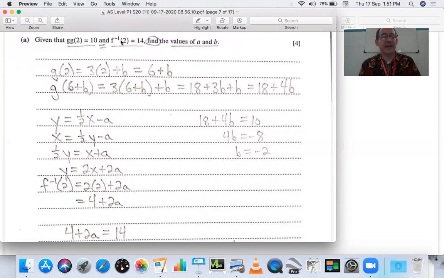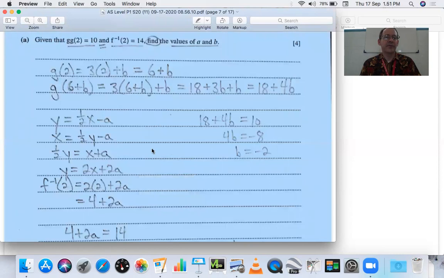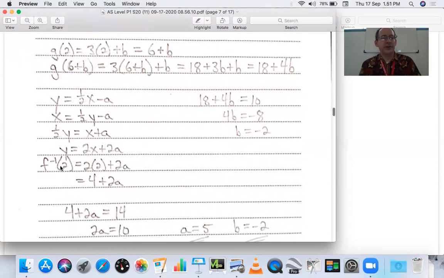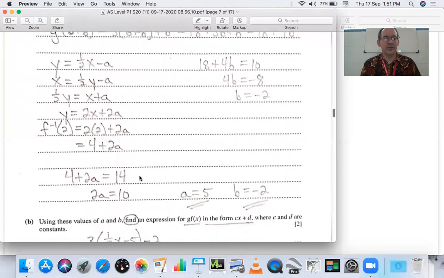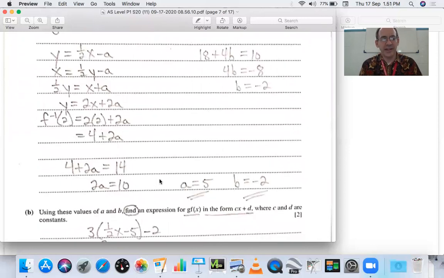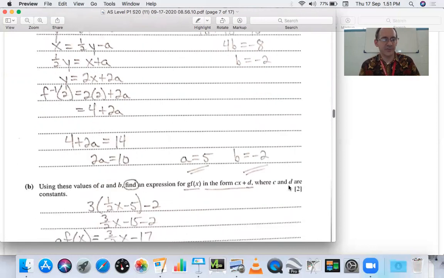Now for the other one, find the inverse function of f of x first. So switch x and y, make y the subject, and now evaluate it for 2. So when you evaluate the inverse function for 2, remember again, switch x and y, solve for y or make y the subject, plug in the 2, so we get 4 plus 2a, then according to the equation that they provided, set it equal to 14. So 2a equals 10, a equals 5, and we already got b equals negative 2. There are our answers for that.